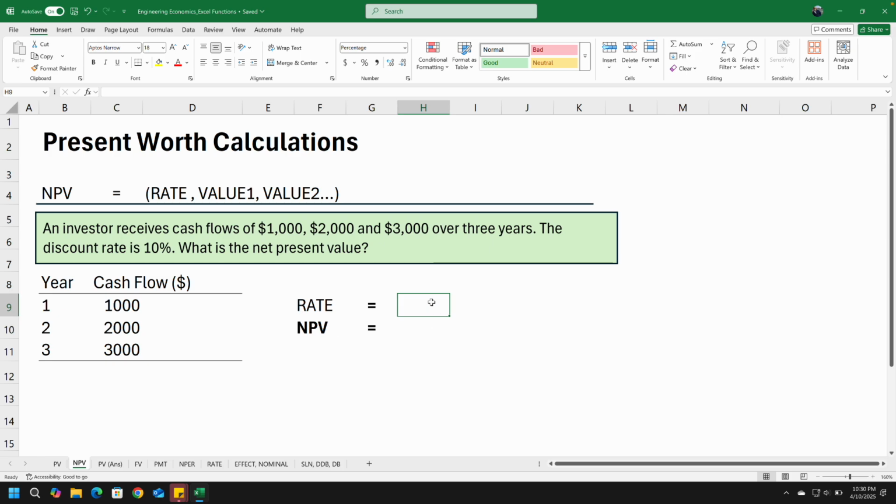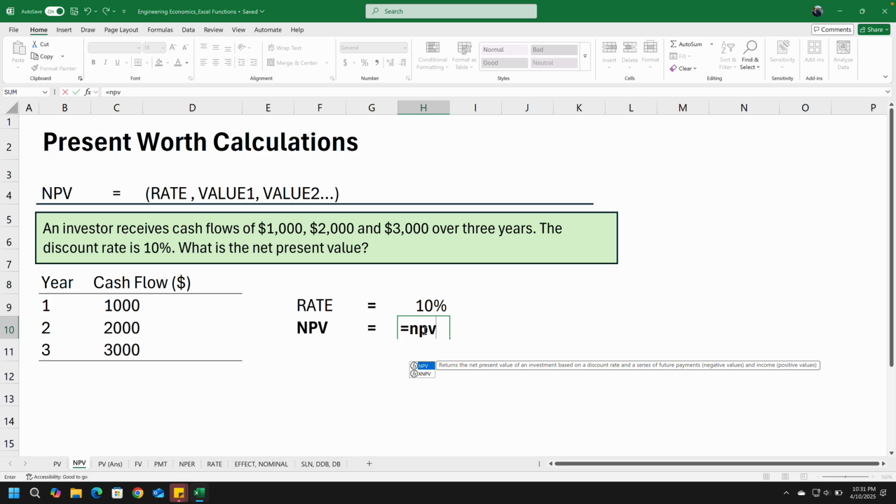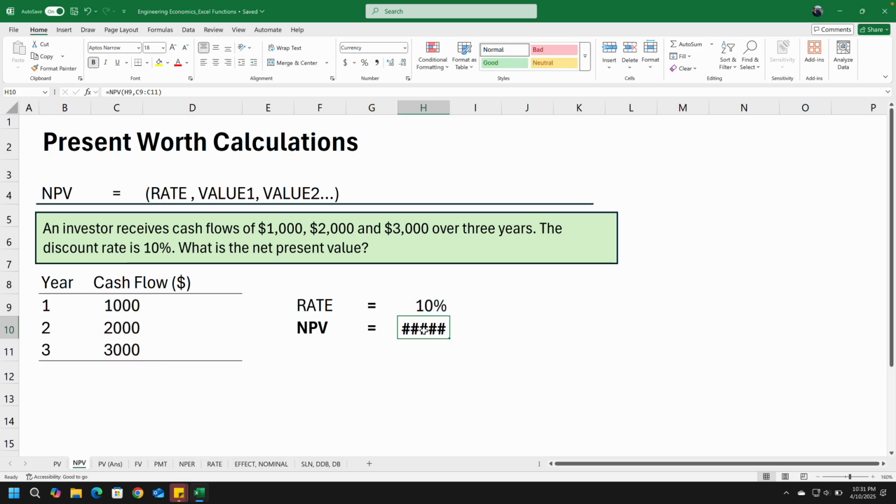So here let's put in the rate first, which is 10%. We're already given all the cash flows in a table, so let's just leave that there. And now we can use the NPV formula, which is fairly simple. Equals NPV, input the rate, and just highlight all of the cash flows from year 1 to year 3. Close your bracket, and let's change this to a general number.